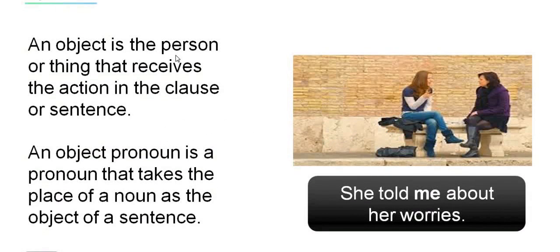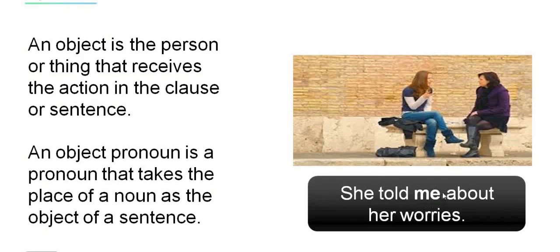An object is the person or thing that receives the action in the clause or sentence. Now, an object pronoun is a pronoun that takes the place of a noun as the object of a sentence. For example, in the sentence, "She told me about her worries," the word "me" is an object pronoun because it refers to the person that is receiving the action.